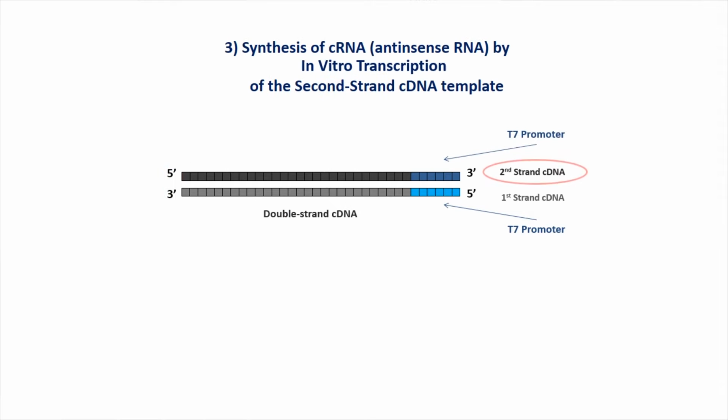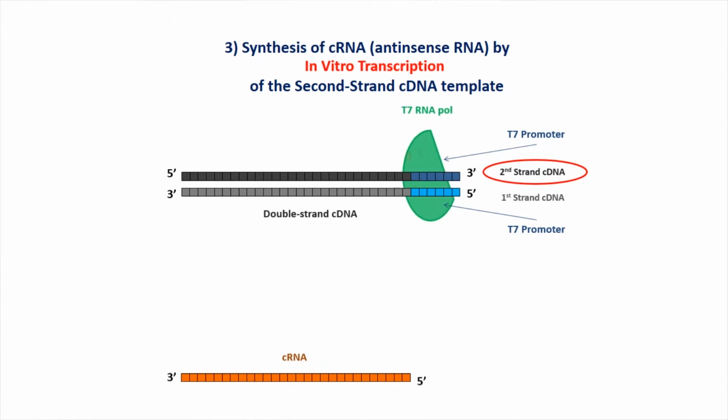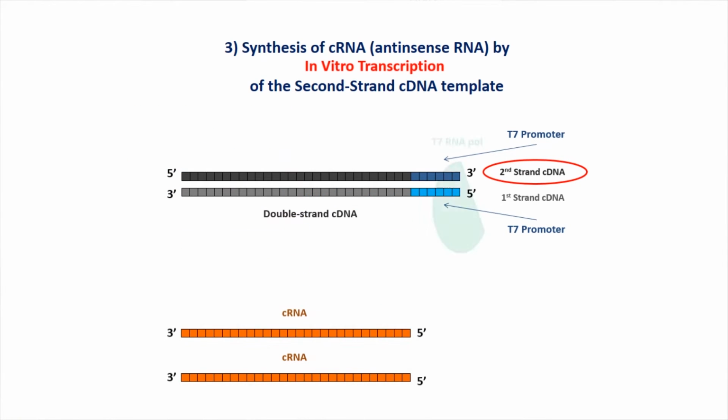In this step, the second strand of cDNA is the template, and T7 RNA polymerase binds to its promoter and synthesizes antisense RNA, also called complementary RNA or cRNA. This reaction is known as in vitro transcription, IVT. This step is also a form of amplification because many molecules of cRNA are synthesized from a single cDNA template. The reaction mixture is incubated for 16 hours at 40 degrees.